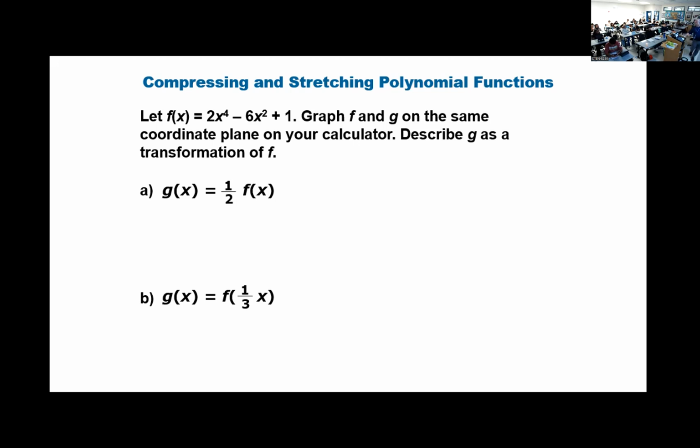And then I want to compress it in half. So I'm going to take the entire function and multiply by 1/2. So what's that going to look like mathematically? I'm going to take the whole function and cut it in half. So I've got x to the fourth minus 3x squared plus 1/2. Now let's graph that and see what it looks like.